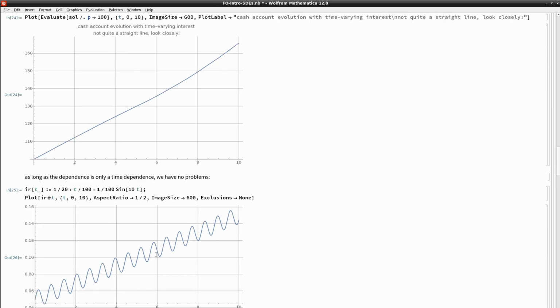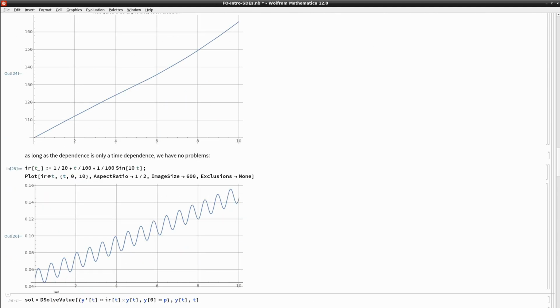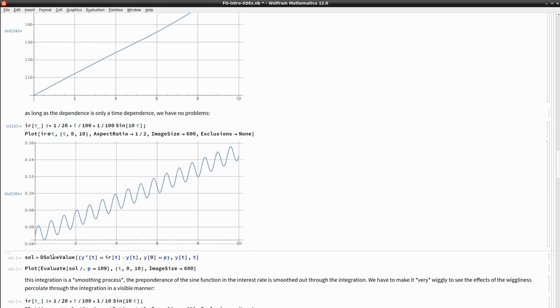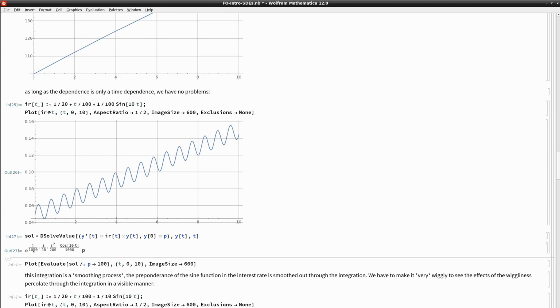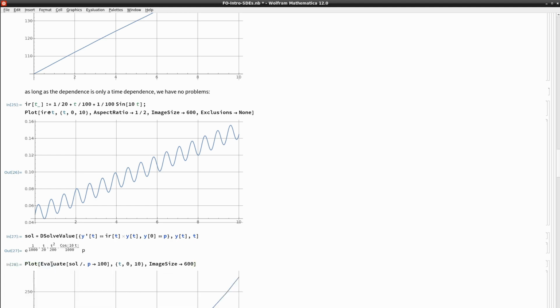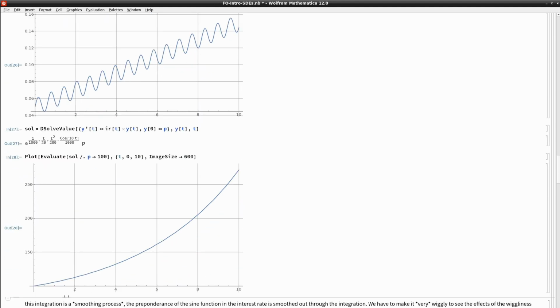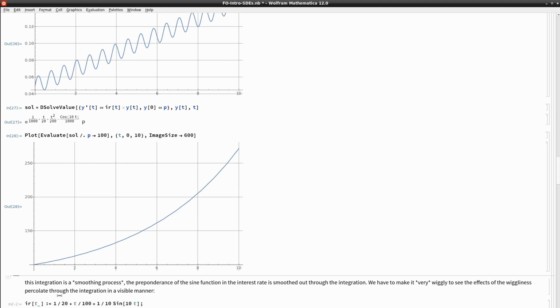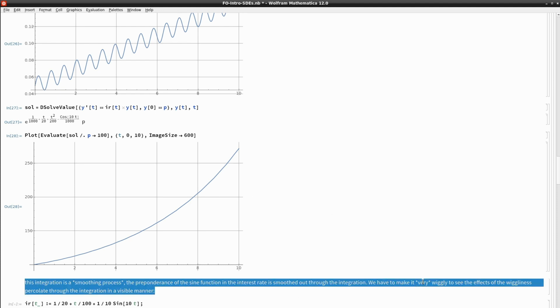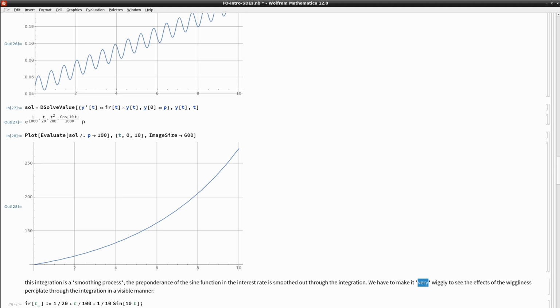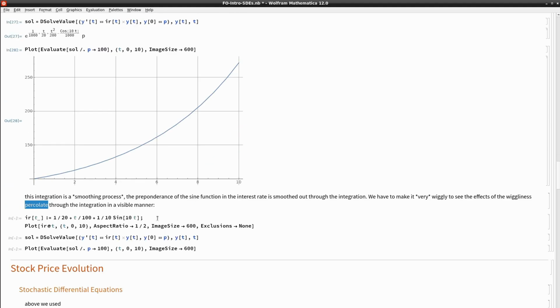So let's make it wacky. Let's make it a sine curve, and we have no problems integrating it. We're getting a time-dependent solution again. And if we plot it, we still get a solution. And I point out at this point that integration is a smoothing process here. And the preponderance of the sine function in the interest rate is really smoothed out through the integration. We have to make it very wiggly to see that the wiggliness really percolates through the integration in a visible manner.